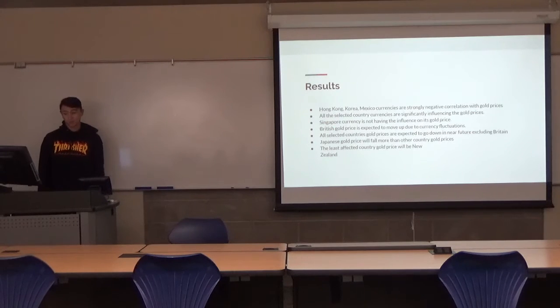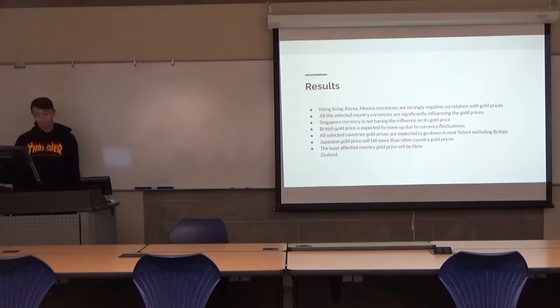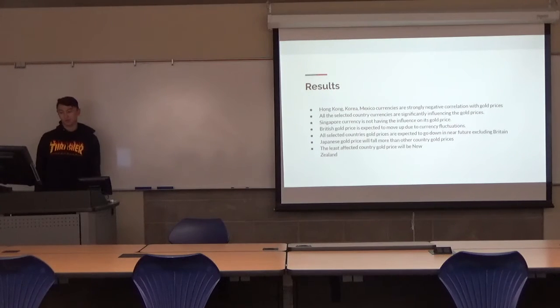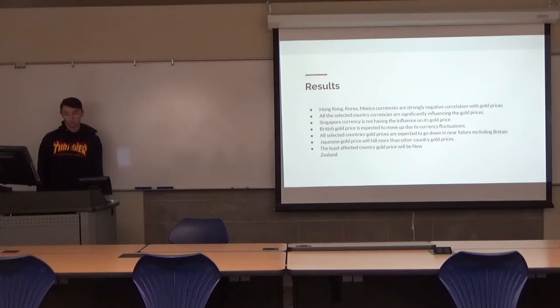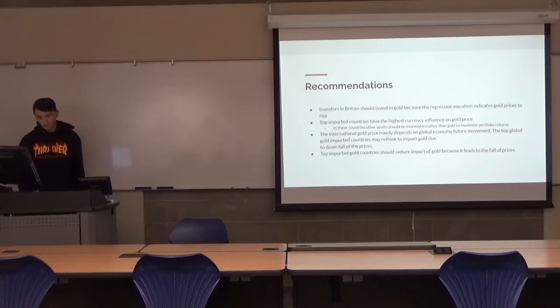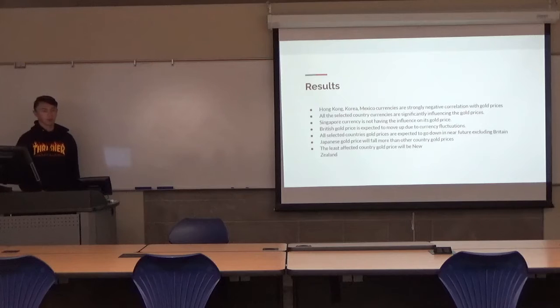British gold price is expected to move up due to currency fluctuations, and all selected countries' gold prices are expected to go down in the near future, excluding Britain. Japanese gold price will fall more than other countries' gold prices, and the least affected country gold price will be New Zealand. And they also found that countries with the top imported gold have the highest fluctuations in the gold prices.